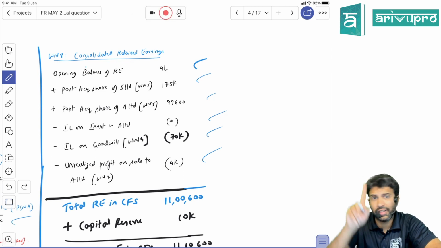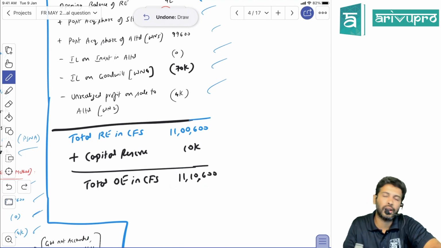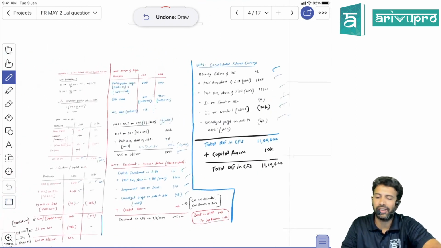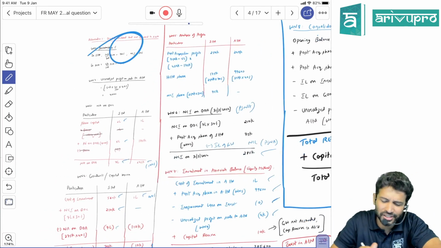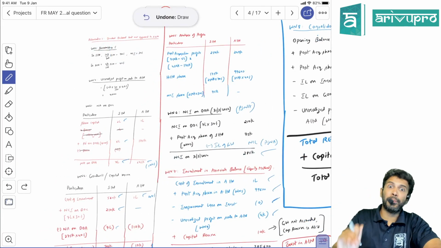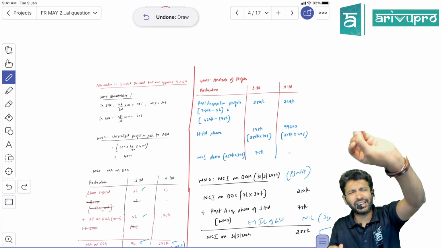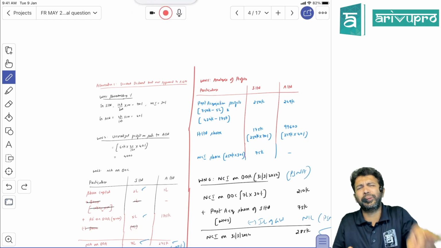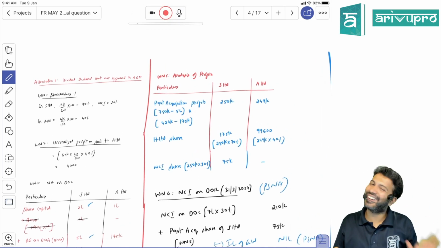Is there any other reserve? Yes, we have one more reserve called capital reserve, which I've added. So the total other equity is 11,10,600, and that will come in your consolidated balance sheet. Very straightforward adjustment. If you sort out the adjustment, this is a very straightforward question. If the same question by chance comes in your attempt, make this assumption. Next I will also tell you the little extra you need to do. This adjustment is very simple and easy, so stick to the easy fundas in the examination.